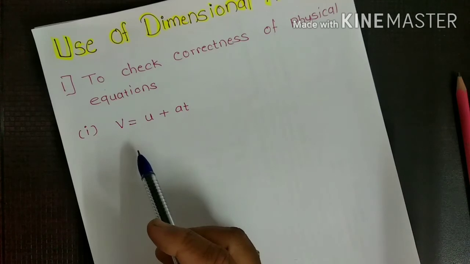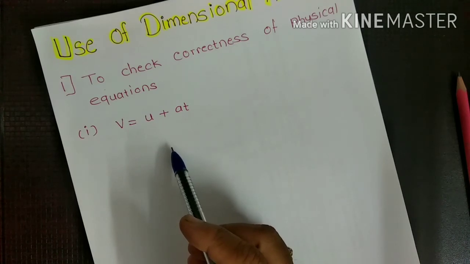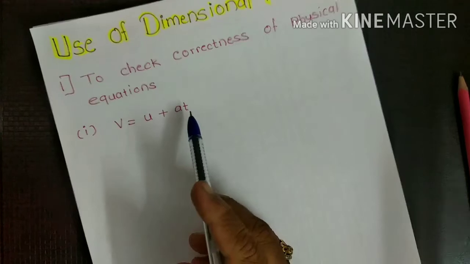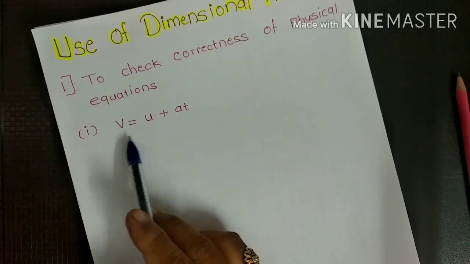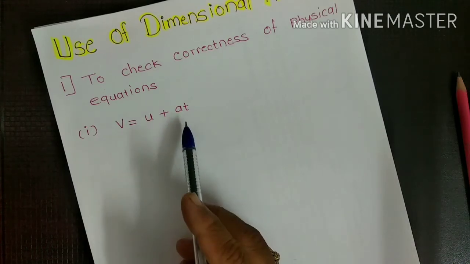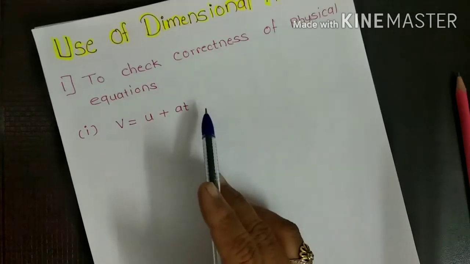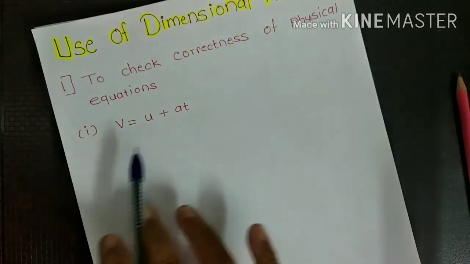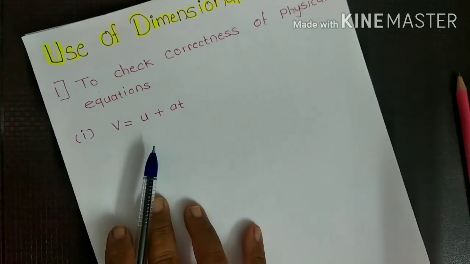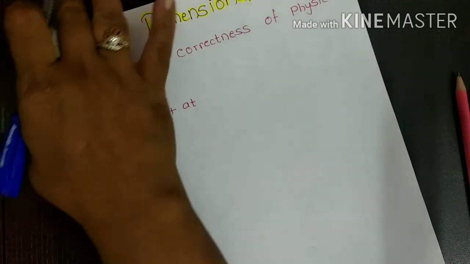Here, by using dimensional analysis, a physical equation is correct only if the dimensions of all the terms on both sides of the equation are the same. For example, here we are taking V is equal to U plus AT. That means whenever the dimensions of the left hand side and right hand side are equal, then we can say that this is verified by dimensional analysis. Okay, so at first we have to take the dimensions of LHS.